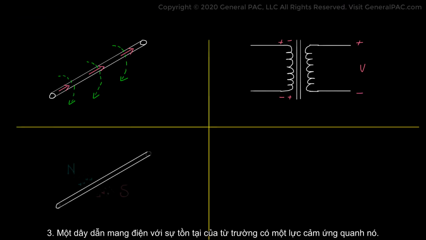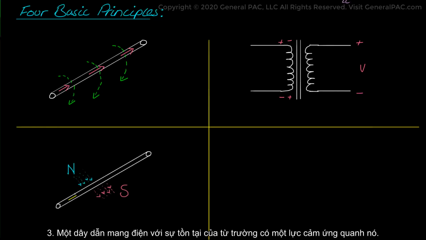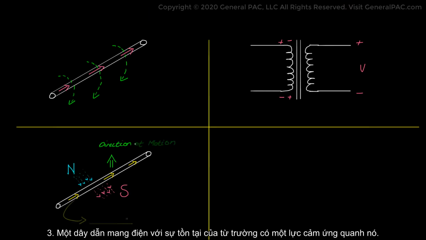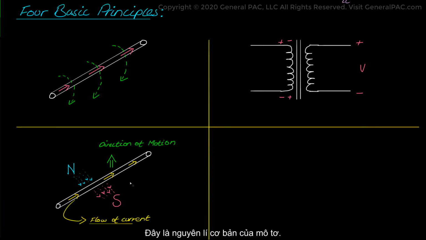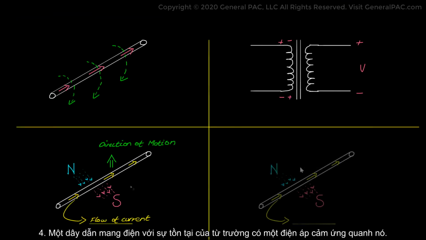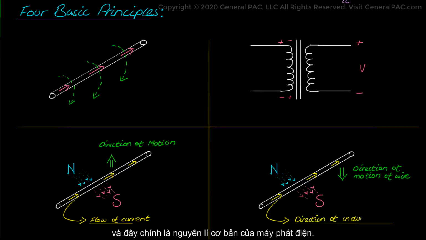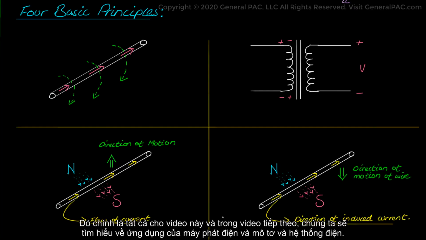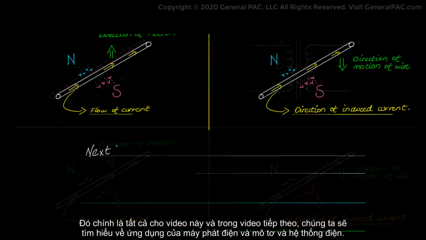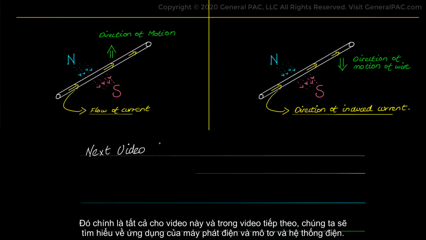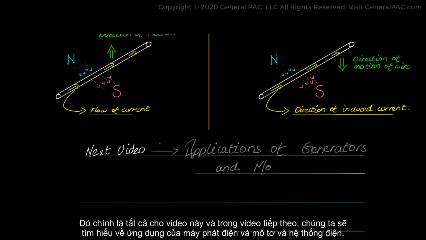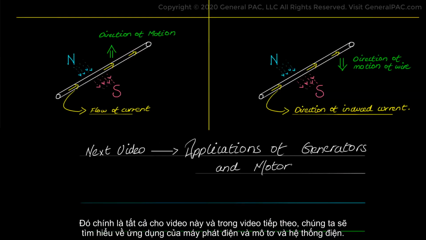Number three, a current carrying wire in the presence of a magnetic field has a force induced on it. Now this is the basis of motor action. And number four, a moving wire in the presence of a magnetic field has a voltage induced in it, and this is the basis of generator action, right? So that's all for this part, and in the next video we will be looking at the application of generators and motors in the electrical power system.